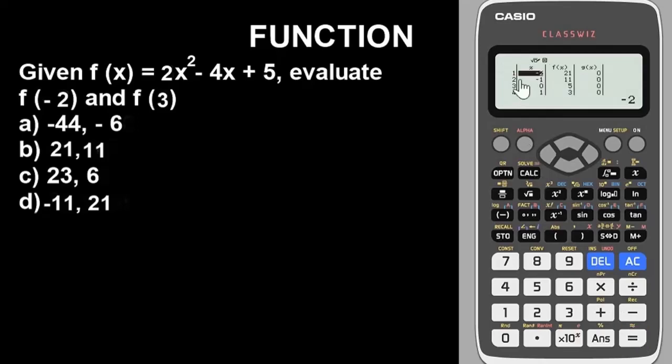This is step 1. So guys, you can see when x is minus 2, the function f of x will be what? 21. So when x is minus 2, we have our f of x to be 21. That's simple as that, guys.